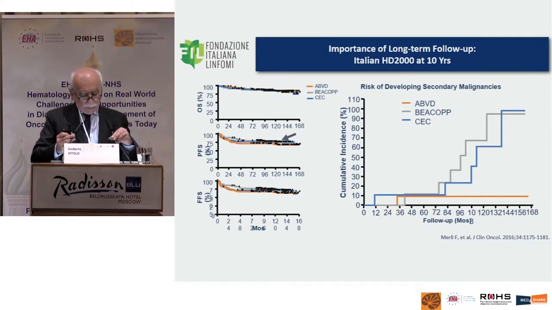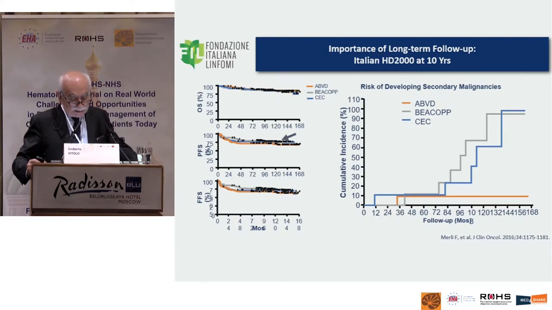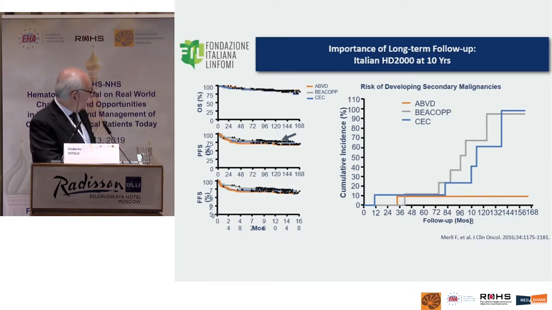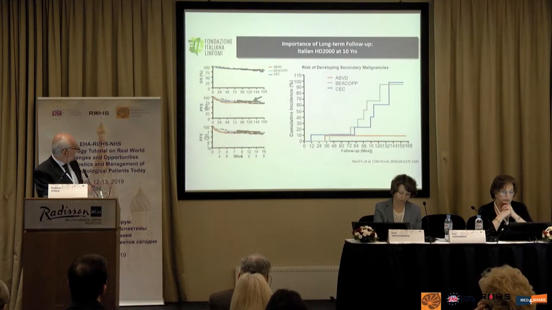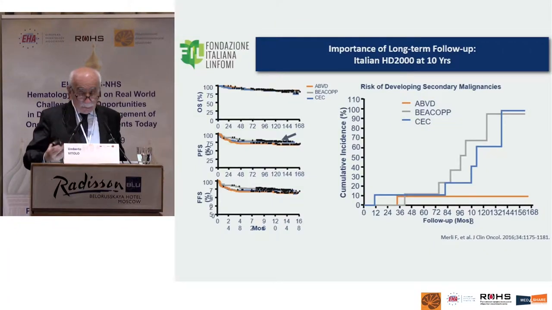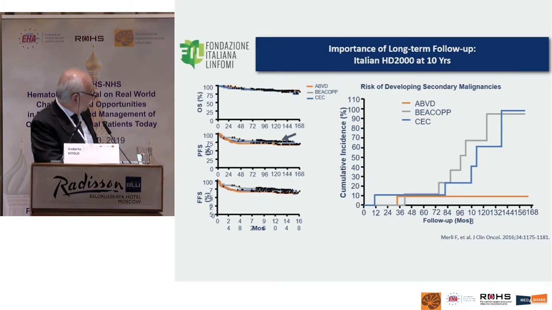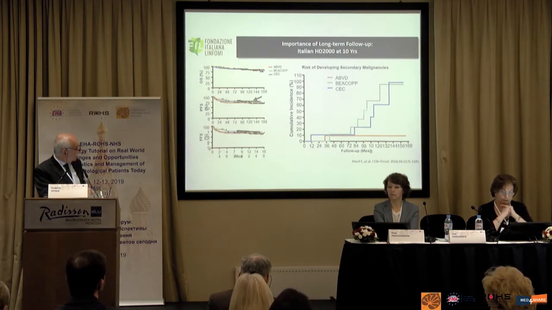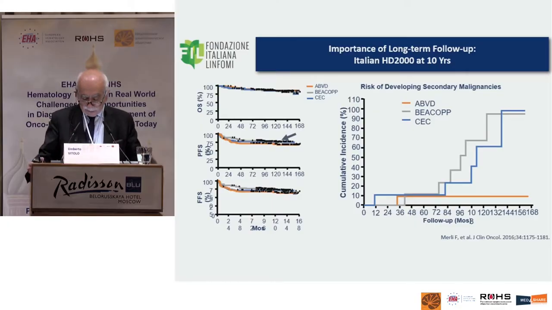This is an update of another of our studies, the Italian HD2000 study, with a median follow-up of 10 years. At the preliminary report of the study, we showed that patients treated with BEACOPP had a better progression-free survival compared to patients treated with ABVD. But with a longer follow-up, we didn't find any difference between patients treated with ABVD, BEACOPP, or another regimen containing alkylating agents. But what is most important for us, if you look at secondary malignancies in our studies, is that patients treated with ABVD have actually no excess risk of developing a second cancer compared to patients treated with BEACOPP or the other regimen containing alkylating agents.